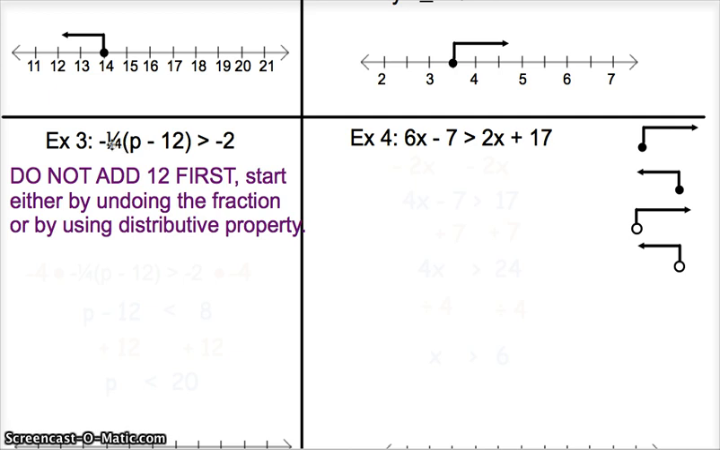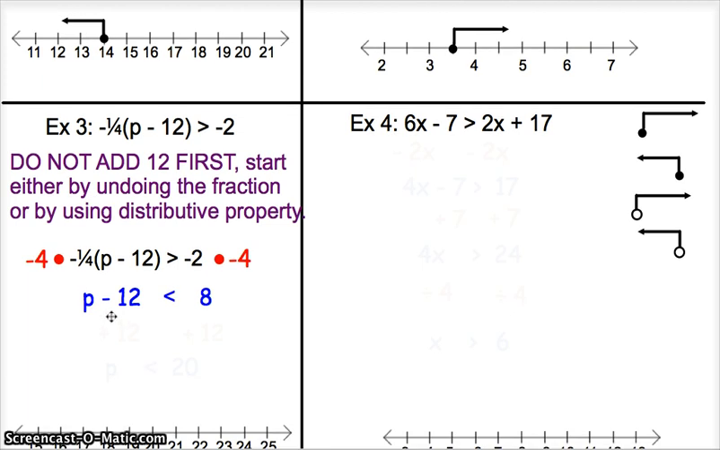But using the distributive property, I get negative 1/4 p, and a not so good looking problem. So let's multiply by the reciprocal. The reciprocal of negative 1/4 is negative 4. So we're going to multiply both sides by negative 4. Negative 4 times negative 1/4 gets me 1, and 1 times p minus 12 is just p minus 12. Negative 2 times negative 4 is 8. And I multiplied by a negative, so the sign is going to switch around. So I'm left with p minus 12 is less than 8.